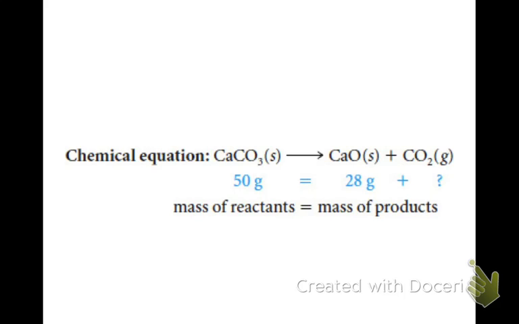So here, again, we want to show that we have the mass of the reactants equal to the mass of the products. So we have calcium carbonate, 50 grams of that, producing calcium oxide and CO2. We show that the CO2 is our unknown, or our x. So we have 50 equals 28 plus x. Then I go ahead and solve for x. When we do that, we end up showing that we have 22 grams of carbon dioxide. And I don't know why it disappeared, guys, sorry. But this ends up being 22 grams.